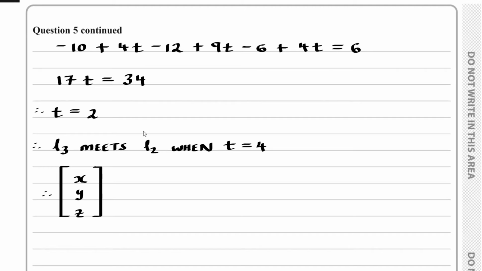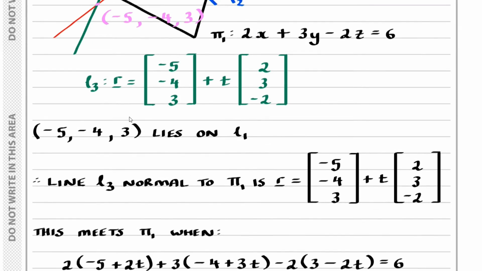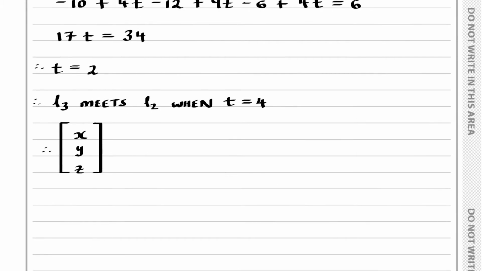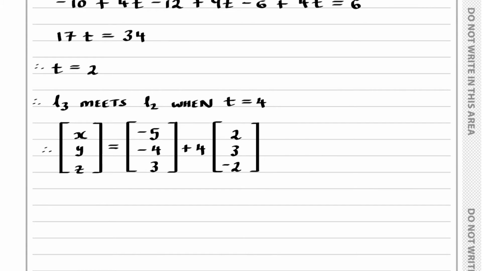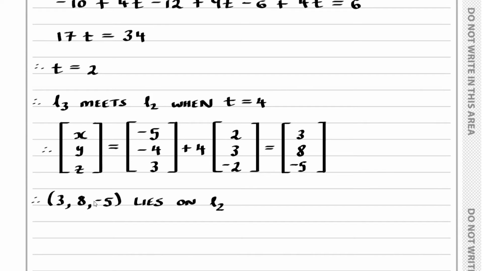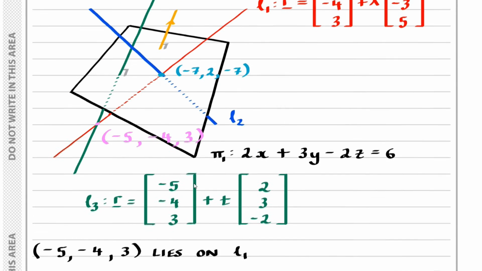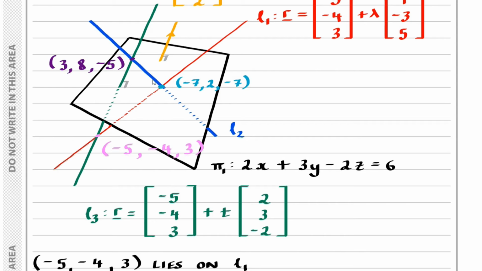So we can actually find out what that point is. Because we know what t is, that's equal to 4. We have -5, -4, 3, plus 4 multiplied by 2, 3, -2, which is 3, 8, -5. Which means 3, 8, -5 lies on L2. And if we show that on the diagram, that's shown here. So we know that this point lies on L2.